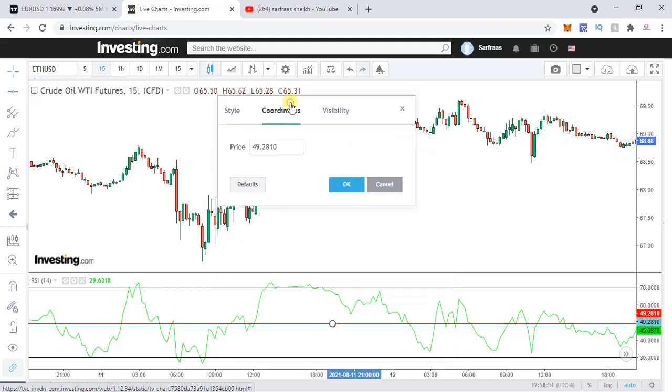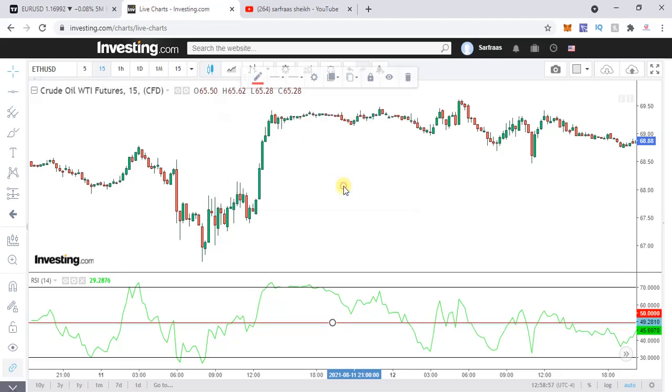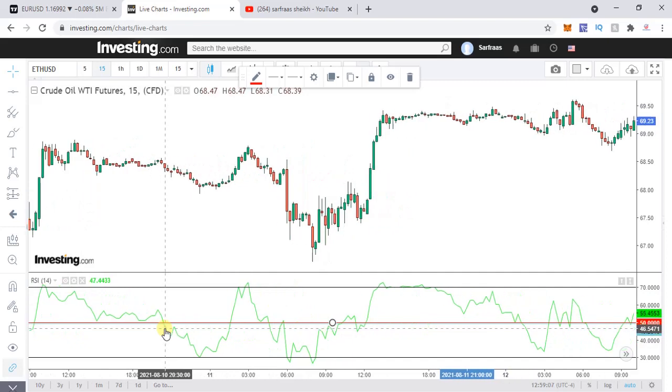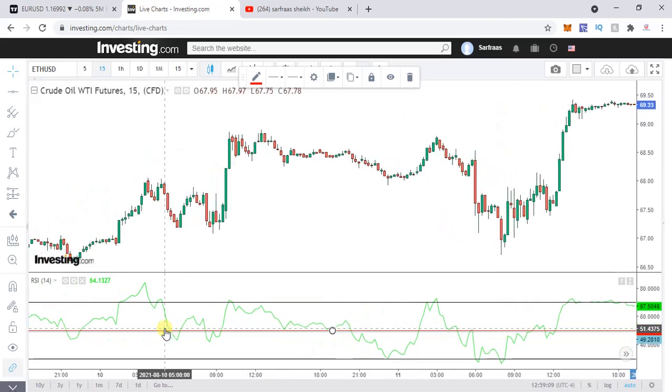Coordinates, I'm going to make it at 50. It's at 49 almost, so 50, that's exactly in between. Now we have added another component to this RSI. So let's start again from where we are looking at, say somewhere over here.